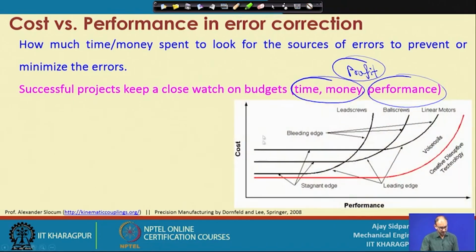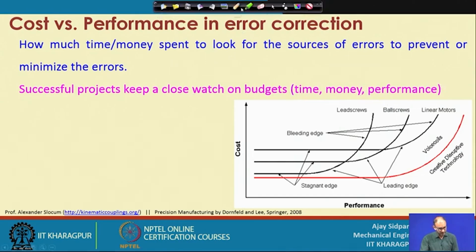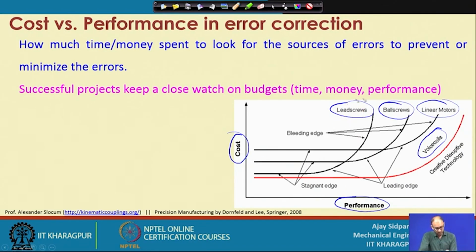So, this is one of the examples. Now, here see that this is one example which is given in terms of three components. The one is the lead screw, and there is the ball screw, the linear motor, and the voice coil motor, and the graph is with respect to performance versus cost. Now, see, whenever you are utilizing one particular technology, now consider the lead screw is very old in comparison with the other three technologies.